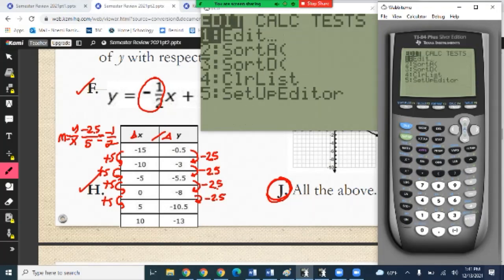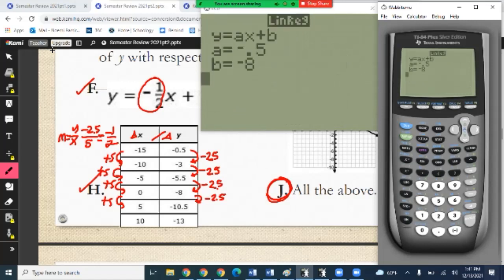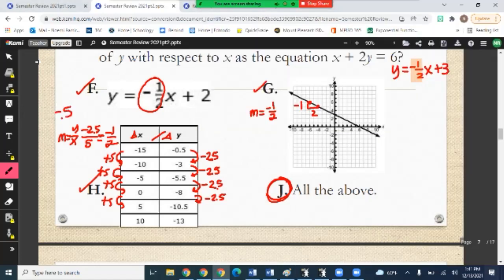Put your points in, go to stat, calculate, number 4, go down to store. Add store, alpha trace, enter, enter, enter. It gives you a slope, but it gives it to you in decimal form. It tells you that the slope is negative 0.5. How do you convert it back to a fraction? Math, enter, enter. And then if you type math, enter, enter, it'll give you your negative 1/2 back. Once again, same slope. Moving on.